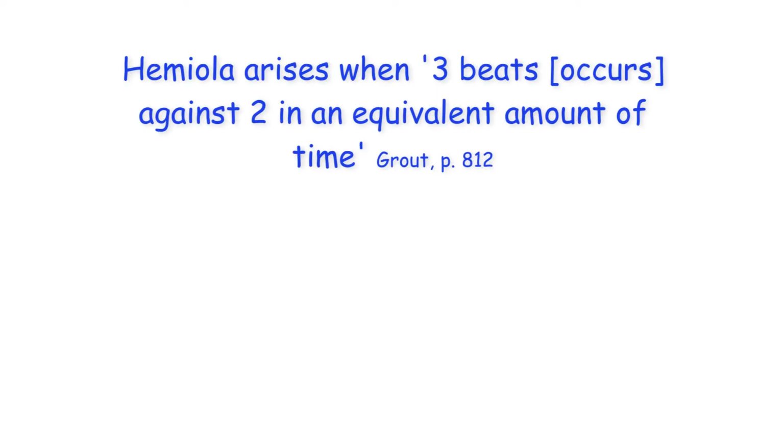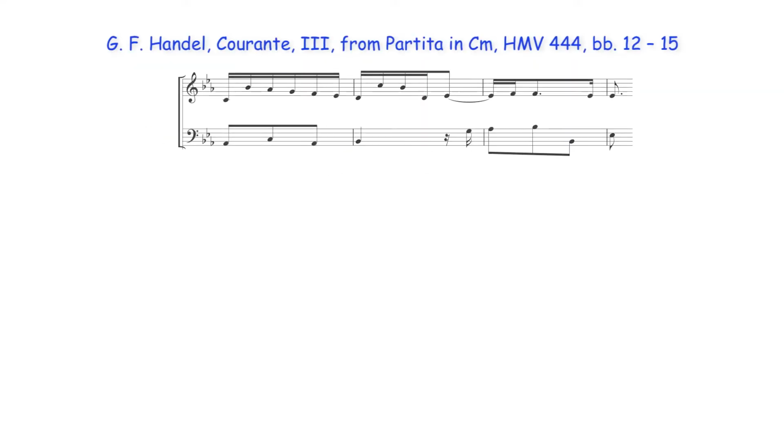Hemiola arises when 3 beats occur against 2 in an equivalent amount of time. In the following excerpt, for example, the rhythmic grouping of the right hand's notes produces 3 quarter note beats against the 2 dotted quarter notes of the work's meter, creating a bar of 3/4 against the 2 bars of 3/8.